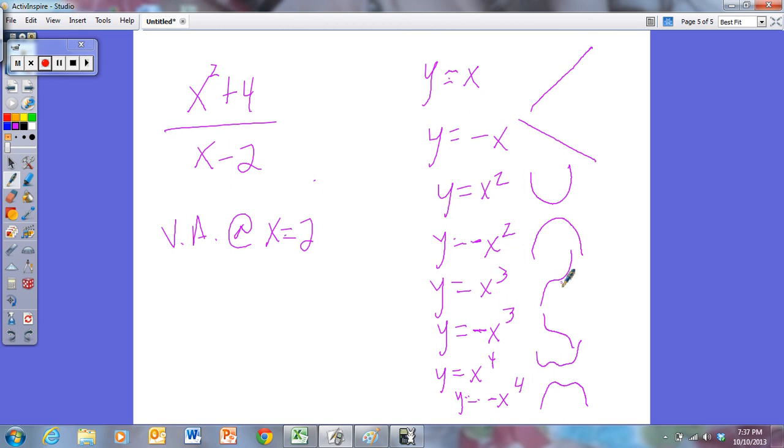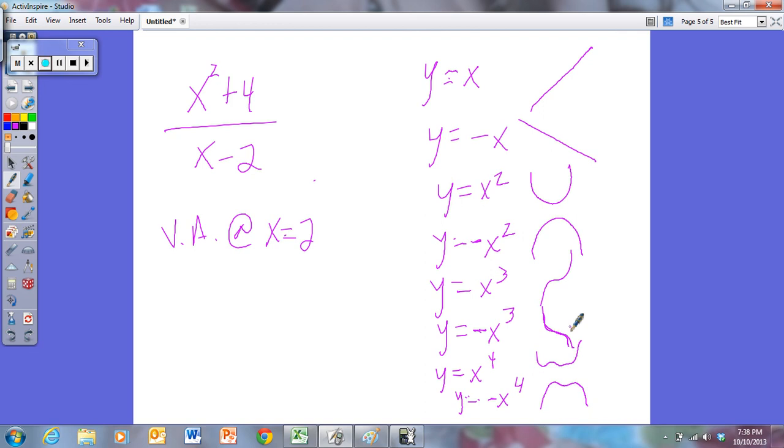For x cubed, as x gets really, really big, y gets really, really big. But as x gets really, really small, y gets really, really small. For negative x cubed, it's exactly the opposite. As x gets big, y gets small. As x gets small, y gets big. For x to the 4th, it's the same as x squared. Up, up. Negative x to the 4th, down, down.